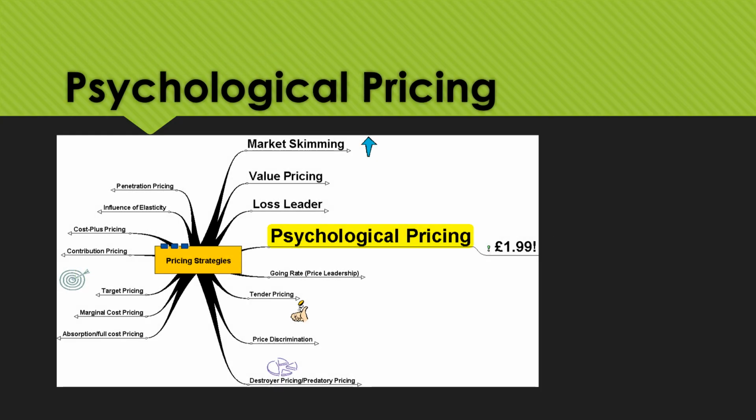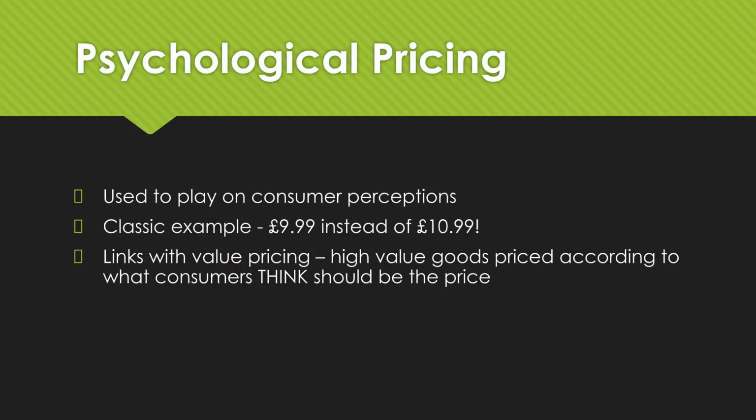Psychological pricing is a strategy that leverages consumer perception. It uses specific price points to influence how a customer evaluates the cost of a product. A classic example is charging £9.99 instead of £10. By keeping the price just below a whole number, retailers aim to make the product feel more affordable to the buyer.